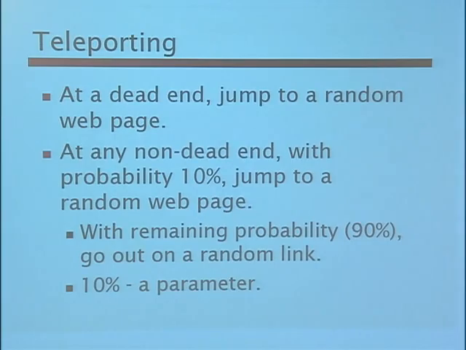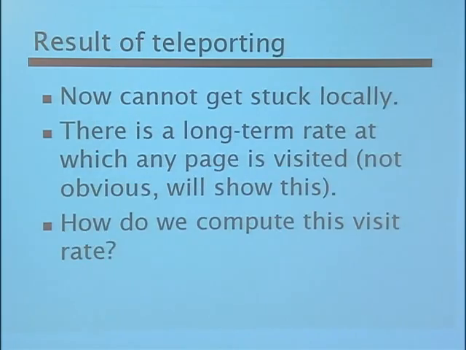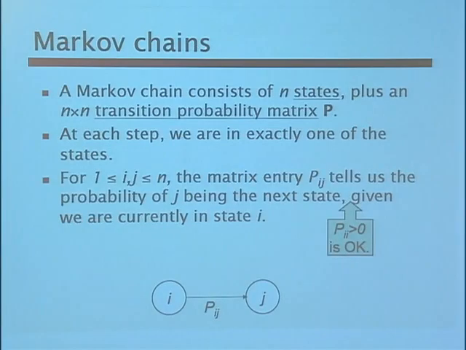So there are a couple of different approaches to responding to this. One is that at a dead end, we can teleport. We can essentially randomly jump to a given web page, which helps make the random walk algorithm effective. And there's a certain probability of making that happen. That's a parameter that we use in the algorithm. Now we cannot get stuck locally, and let's look briefly at how we compute the visit rate. We can improve upon this in terms of better modeling of where to teleport, but I'll come back to that in a second.